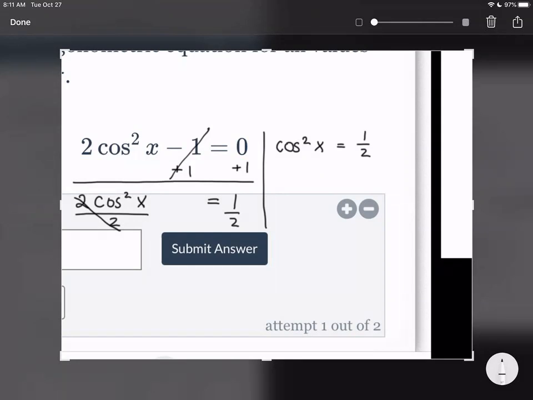And then from here, we're going to want to square root to get cosine x by itself. We will get cosine x is equal to the square root of 1/2. But I'm going to do it like this, square root of 1 over square root of 2. I'm going to separate it out. Okay, any questions up till here?